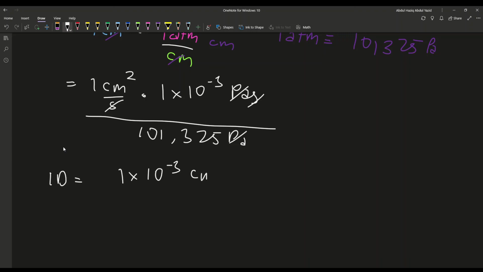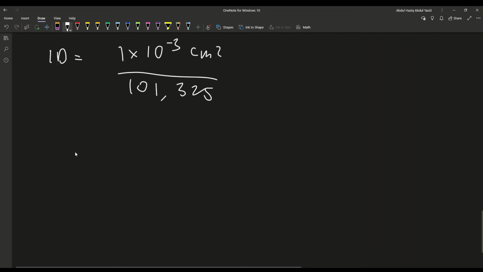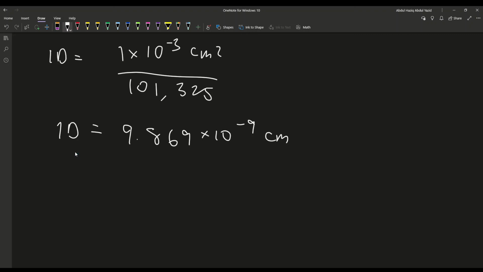So we are left with, finally, 1 Darcy is equal to 1 times 10 to the minus 3 centimeters squared over 101,325. And that's it. That's the definition of 1 Darcy. So 1 Darcy is ultimately equal to, let me just get my calculator and pop this real quick. And for students taking petroleum engineering or hydrology, geotechnical engineering, whatever it is, you probably want to memorize this value. 1 Darcy is 9.869 times 10 to the minus 9 centimeters squared.